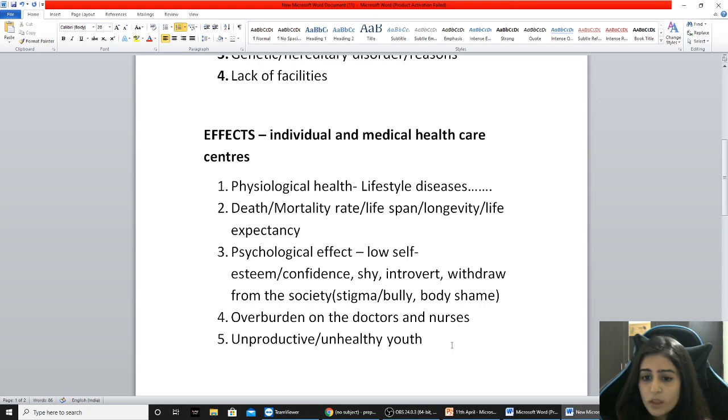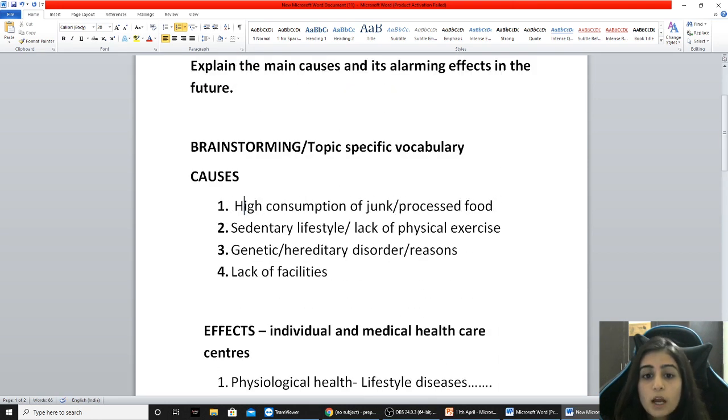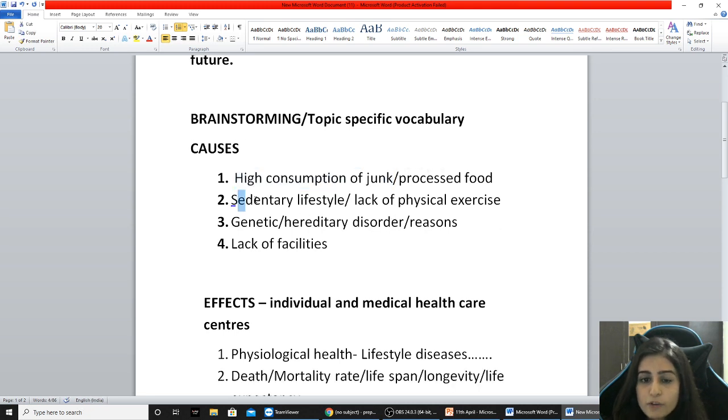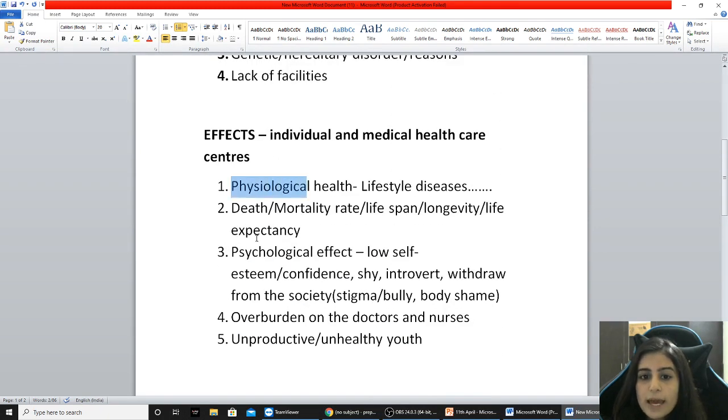Okay, so that's it. Now, if you notice, these are also the topic specific words: sedentary lifestyle, genetic, hereditary, consumption of junk or processed food, physiological health, mortality rate, lifespan, longevity, life expectancy, psychological effect, low esteem, confidence, body shaming, overburden, unproductive youth, unhealthy youth. So all of this has to be written in your essay.